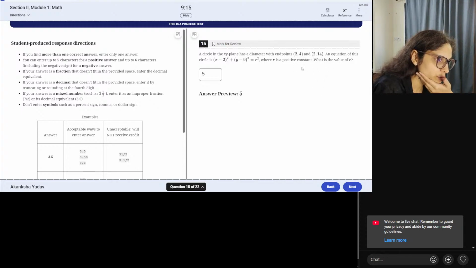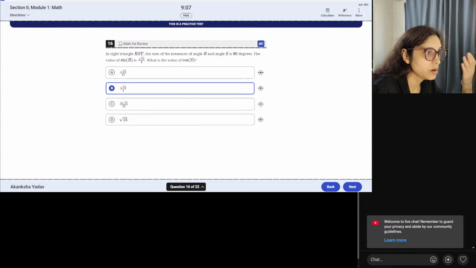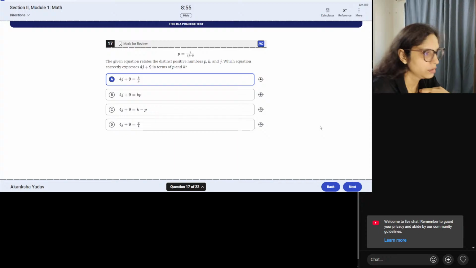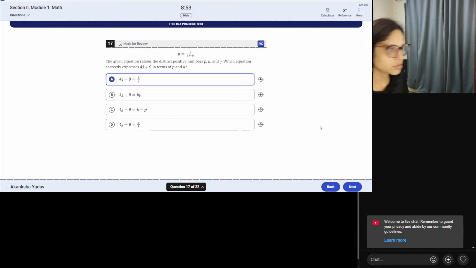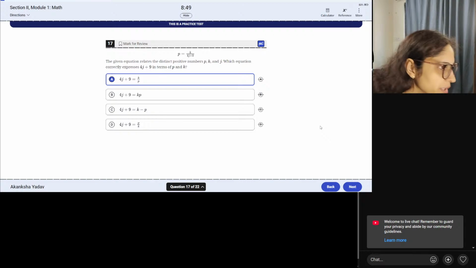Diameter is 10, radius is going to be 5. Sine is square root 15, so cosine s is going to be square root 15 over 4, because what is opposite for r is going to become adjacent for s. Yeah, so here you just interchange 4j plus 9 and p, so it'll become 4j plus 9 is equal to k over p. My bad.